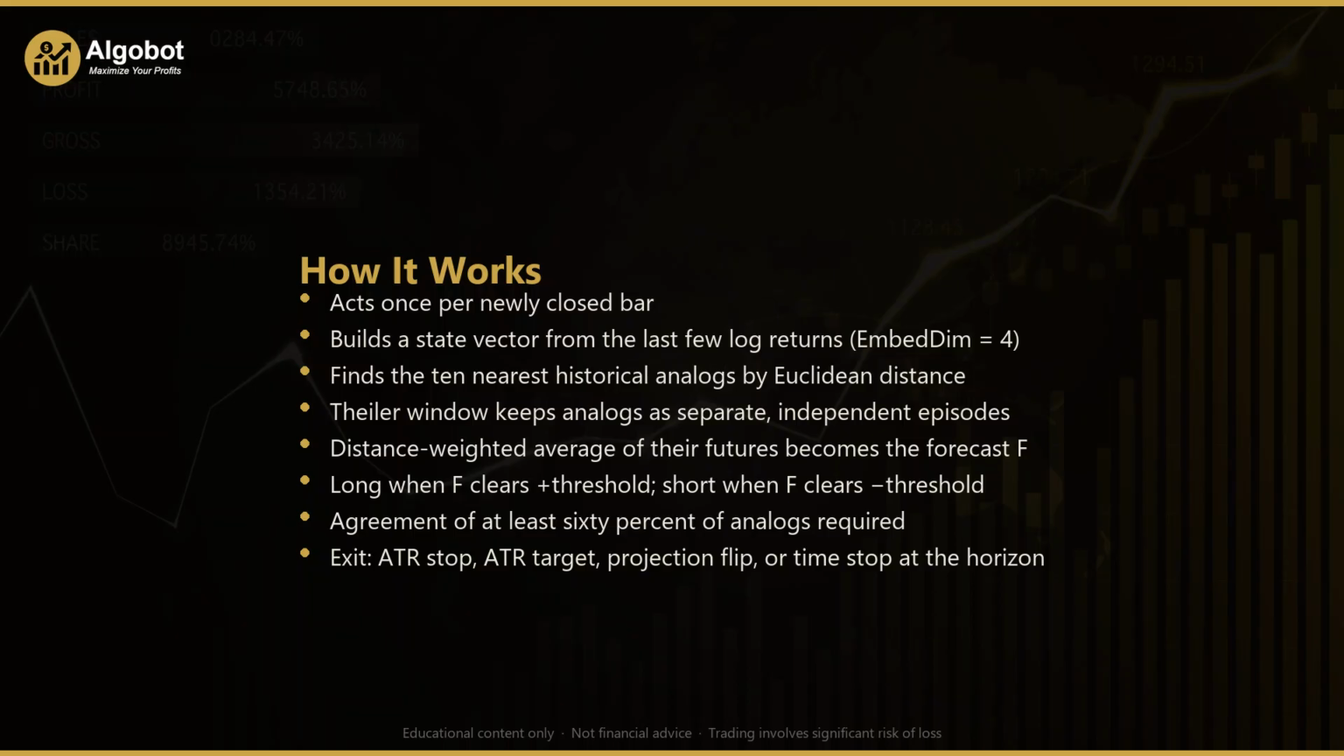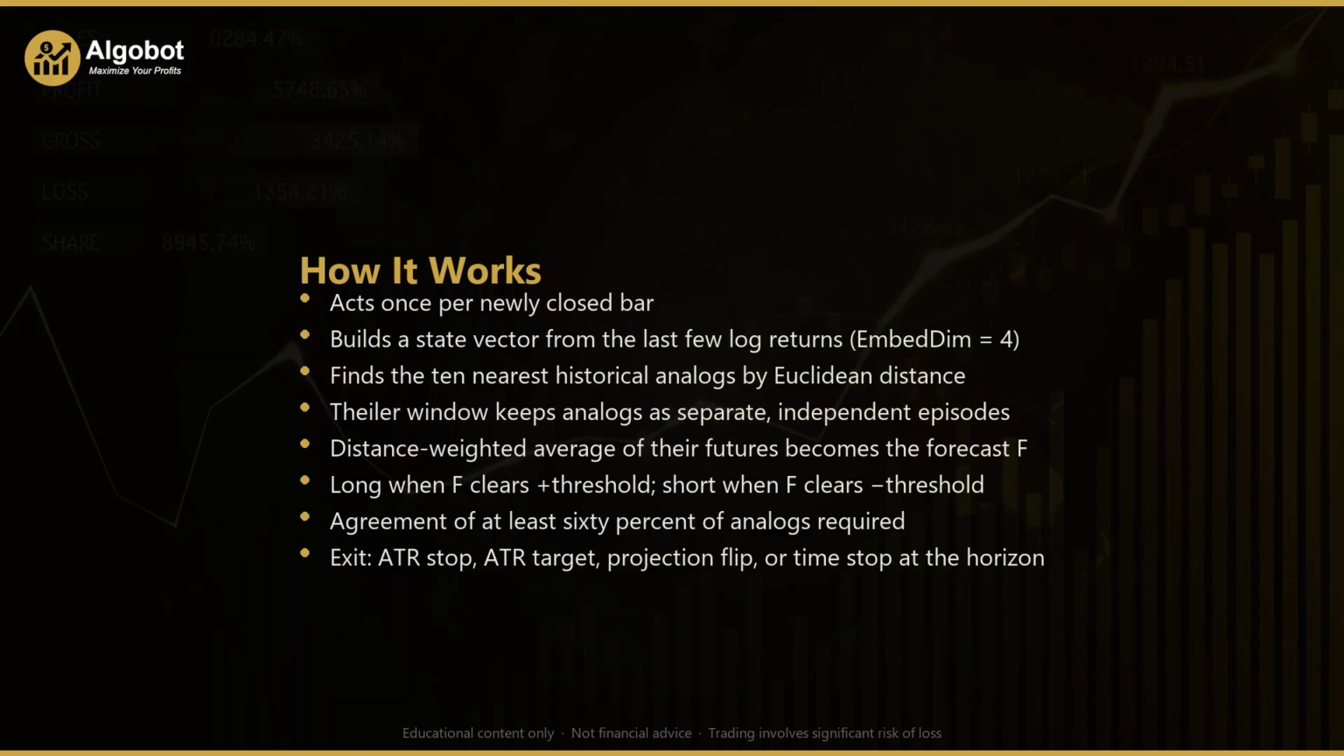The expert advisor acts once per newly closed bar, so it makes one calm decision per bar rather than reacting to every tick. On each new bar, it appends the last closed bar to a rolling library of history, by default around 1,000 bars of searchable material. First, it converts prices into one-bar log returns, which simply measure the percentage style change from one close to the next. It then builds the current state vector from the most recent returns. With the default embedding dimension of 4, that state is the last 4 returns stacked together. This vector is the market's current position in the reconstructed phase space.